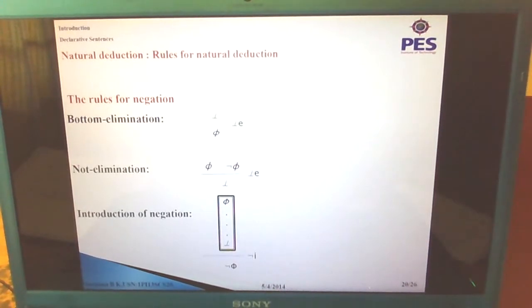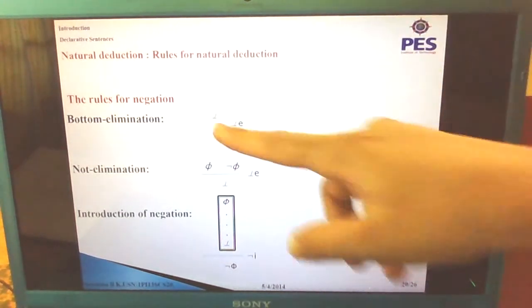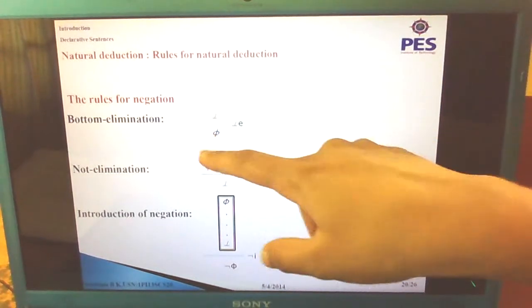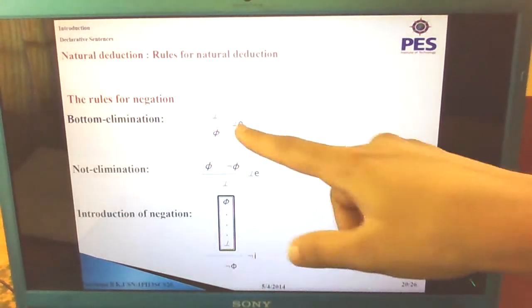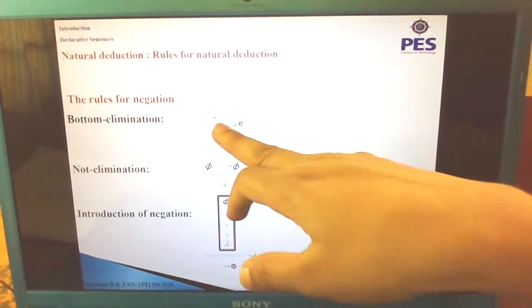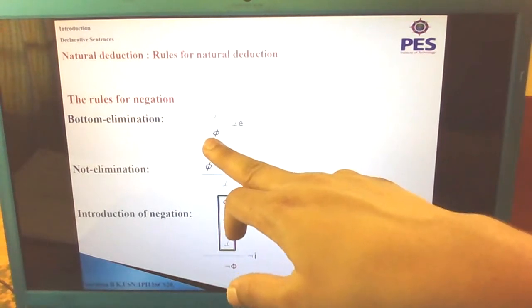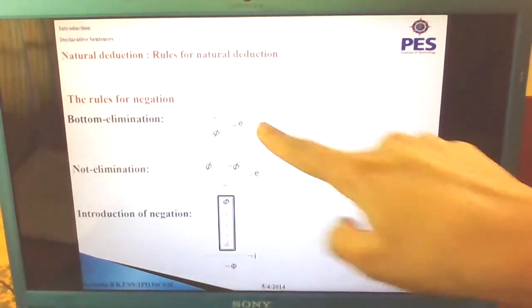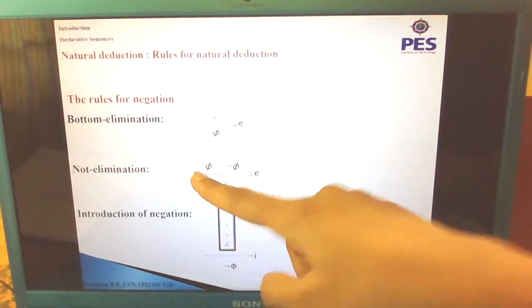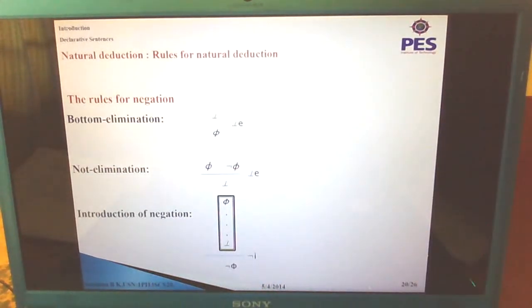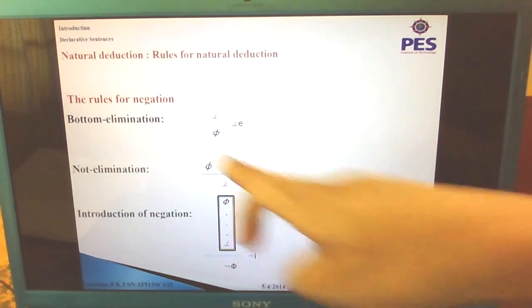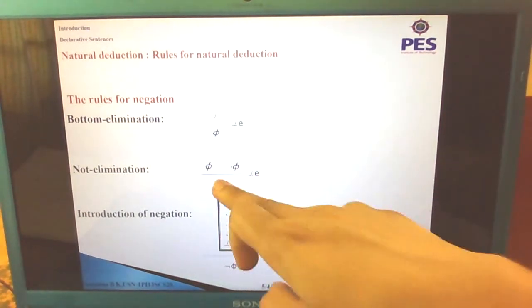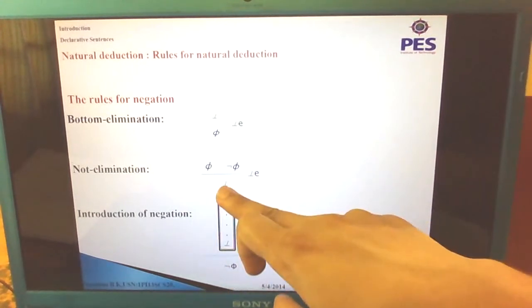The rules for negation. Suppose we have one expression with a contradiction, and by eliminating the contradiction symbol we get some premise phi. This is known as bottom elimination. In the not elimination, suppose we have one premise phi and another premise negation of phi, so we can conclude that these two contradict each other. So we conclude the contradiction symbol.